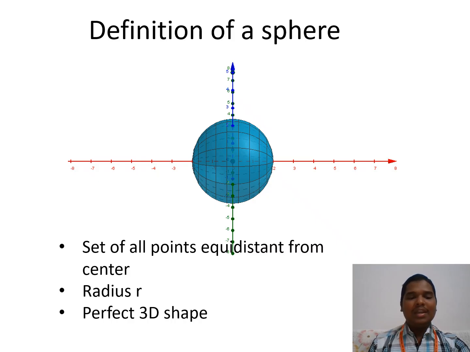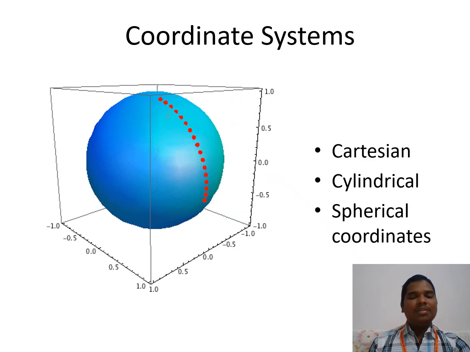So now let us look at the different coordinate systems. To represent points in three-dimensional space, we use coordinate systems. The three commonly used systems are Cartesian coordinates, cylindrical coordinates, and spherical coordinates. Each coordinate system is useful for different types of problems. Choosing the right system makes calculations easier.